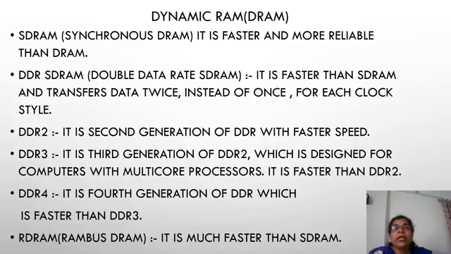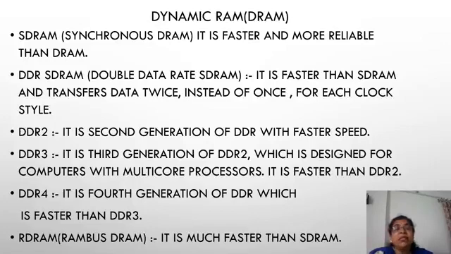DDR2. It is the second generation of DDR with faster speed. It is more advanced. DDR3, it is more advanced than DDR2, which is designed for computers with multi-core processors. Nowadays, multi-core processor computers are getting introduced. It is faster than DDR2. DDR4, obviously, it is faster than DDR3. It is the fourth generation of DDR. Correct? RDRAM, Rambus DRAM. It is much faster than SDRAM.